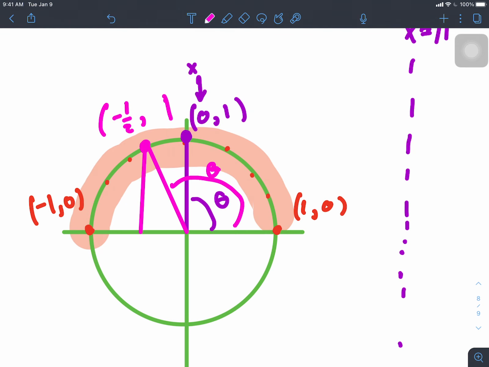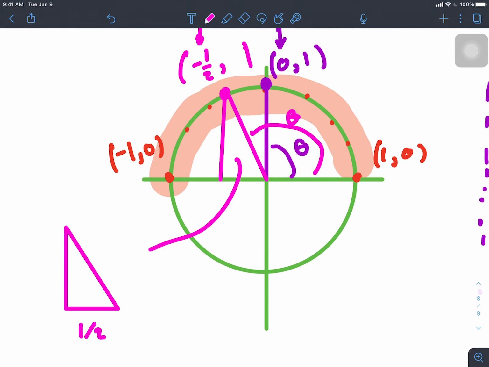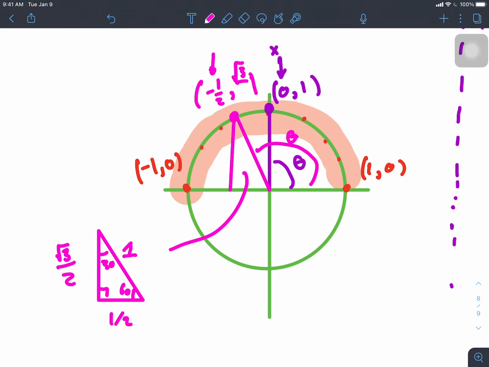The fact that the x coordinate is -1/2 says that on this triangle, if we brought it out, the length of this side is 1/2. And we know that the length of the hypotenuse is always 1. This looks like a 30, 60, 90 triangle, where the 30 is across from the 1/2, the 1 is across from the 90, and the 60 is across from the side which should have square root 3 times the length of the side across from the 30. So that's square root 3 over 2. So this is the point square root 3 over 2.